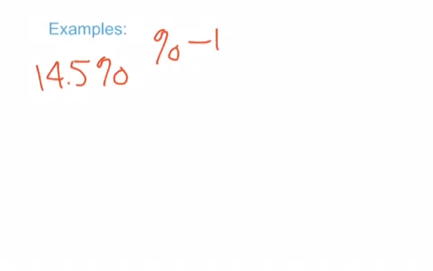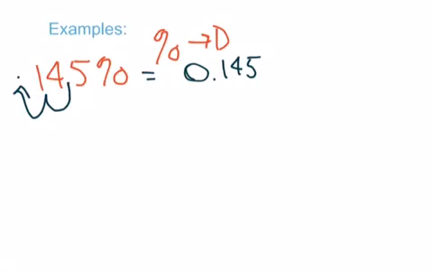Alrighty, so let's do some more of these. Let's do 14.5%, going from a percent to a decimal. So we'll put this right here. All we're going to do is take this and move it 2 spots to the left. It's going to be 0.145.